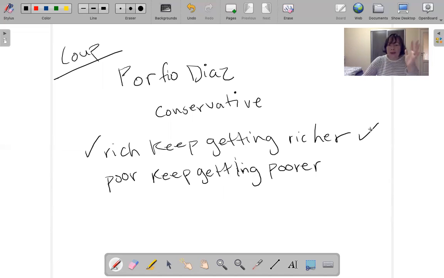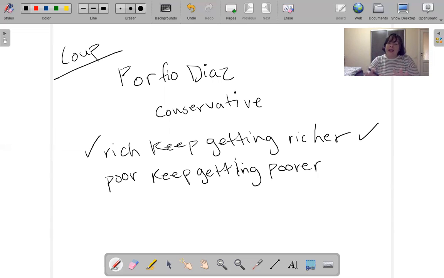Now, while this was happening, the poor were oppressed, they were treated horribly. It was really bad. The rich had a very luxurious lifestyle, and it was not a good time to be poor. It's never a good time to be poor, but things had been a little bit better under Benito Juarez because he tried to help the people.